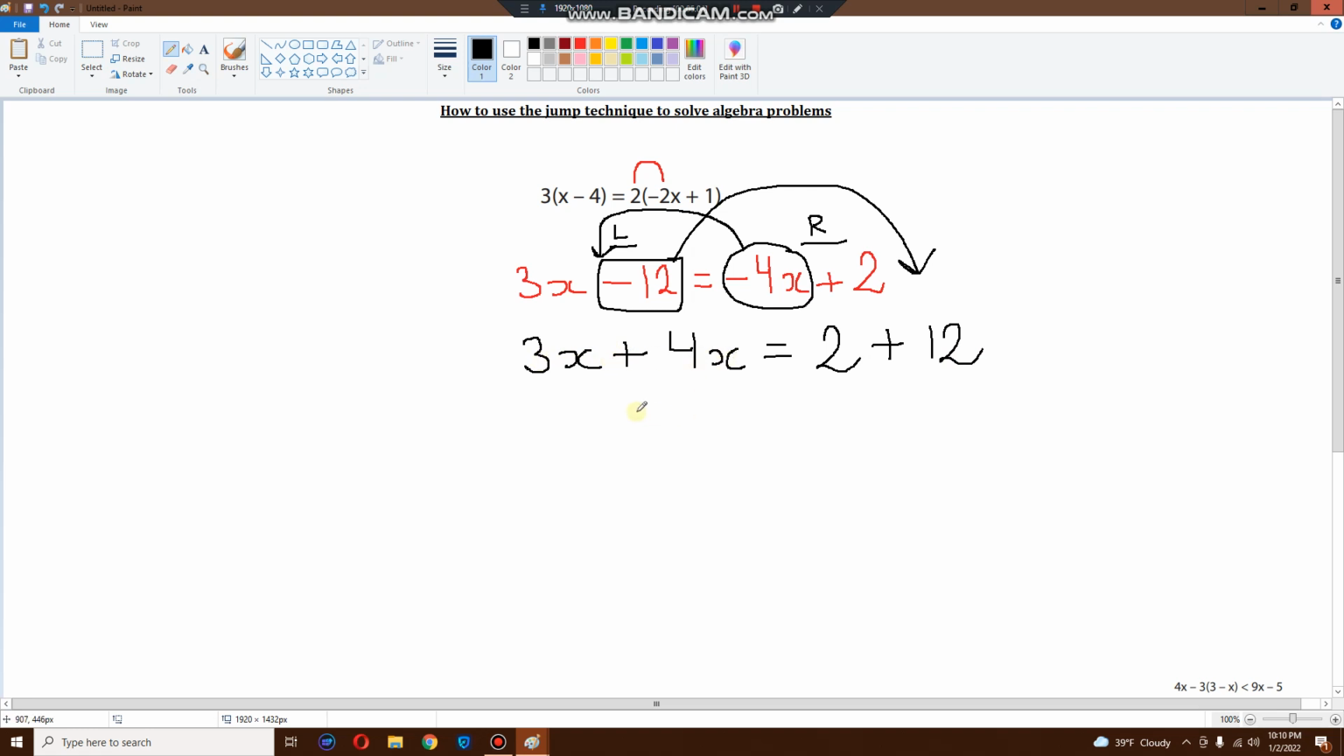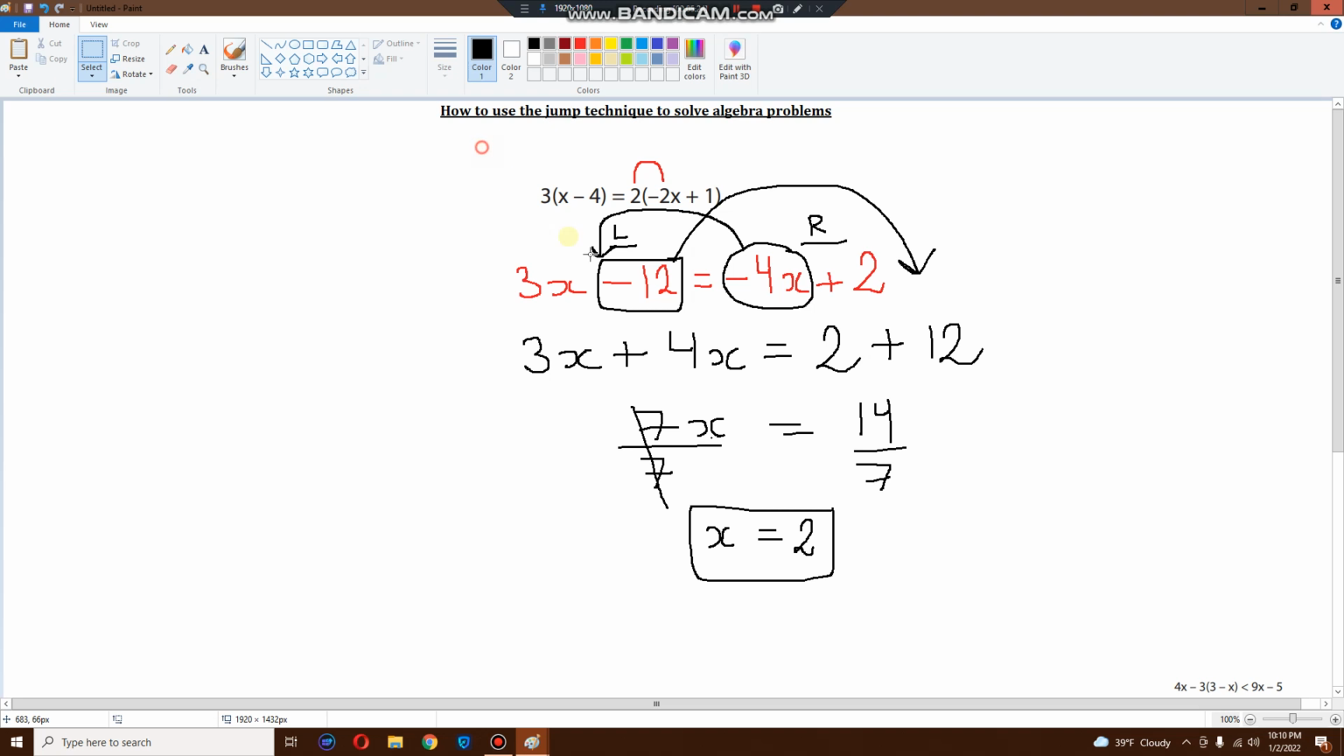And now let's just do simple math. 3x plus 4x is 7x. 2 plus 12 is 14. Let's solve for x. Divided by 7, divided by 7, that's 1. So the x is free. And 14 divided by 7 is 2. And there we go. X equals 2. That's how you use the jump technique. It's that simple. Okay, let's try one more problem.